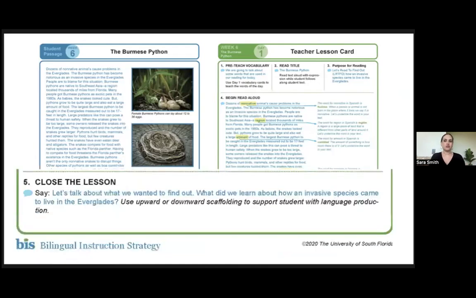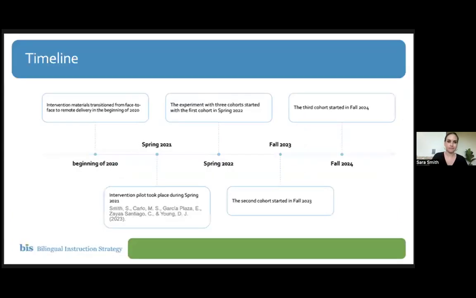But here's sort of an example, right? The instructor would say, let's talk about what we wanted to find out. What did we learn about how an invasive species came to live in the Everglades, right? And then they would have a back and forth conversation with the student to elicit inferential language from them, tied to what was the purpose of reading and what did they learn. And ideally, get a minimum of those 5 conversational turns and support that with upward or downward scaffolding.